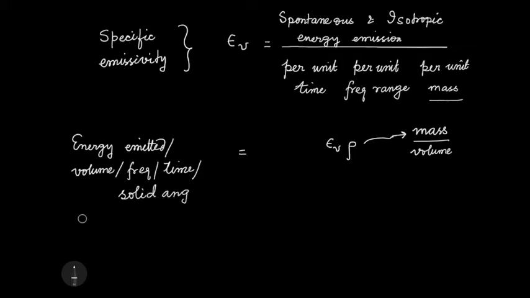And if I want per unit solid angle, what do I have to do? Well, epsilon nu is isotropic emission. So it's the total emission going out in all directions isotropically. So if I want to know how much is going per unit solid angle, there are 4 pi solid angles. So I need to divide this by 4 pi.